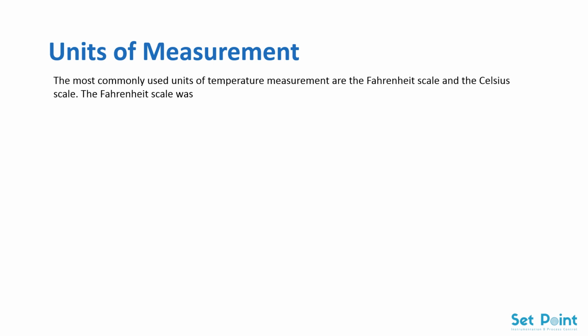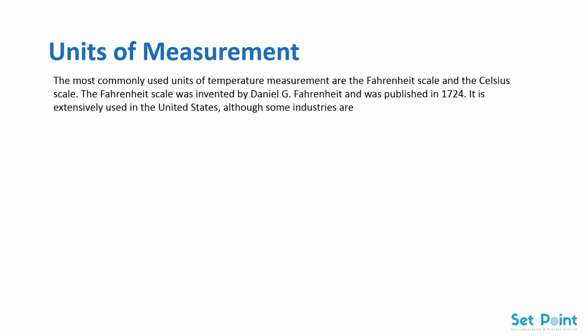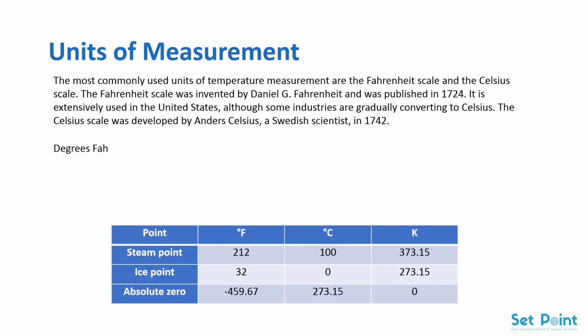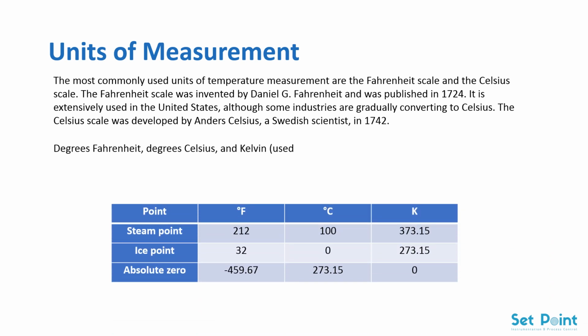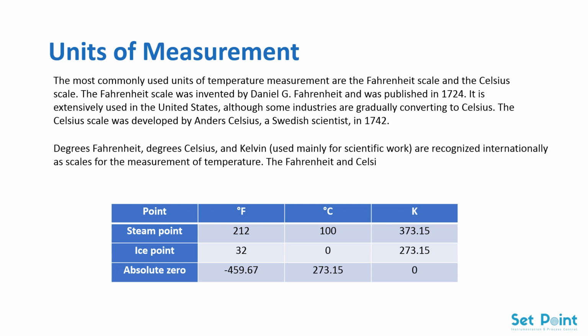Units of measurement. The most commonly used units of temperature measurement are the Fahrenheit scale and the Celsius scale. The Fahrenheit scale was invented by Daniel G. Fahrenheit and was published in 1724. It is extensively used in the United States, although some industries are gradually converting to Celsius. The Celsius scale was developed by Anders Celsius, a Swedish scientist, in 1742. Degrees Fahrenheit, degrees Celsius, and Kelvin, used mainly for scientific work, are recognized internationally as scales for the measurement of temperature. The Fahrenheit and Celsius scales have been developed from two fixed points, ice and steam, at atmospheric pressure.